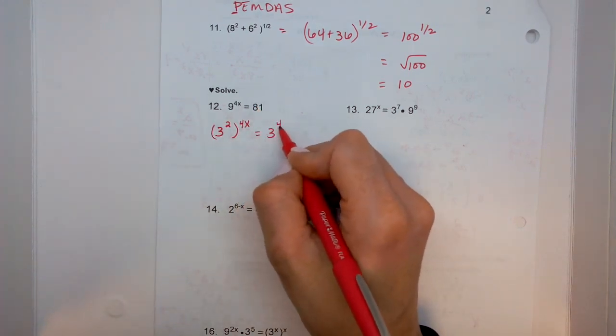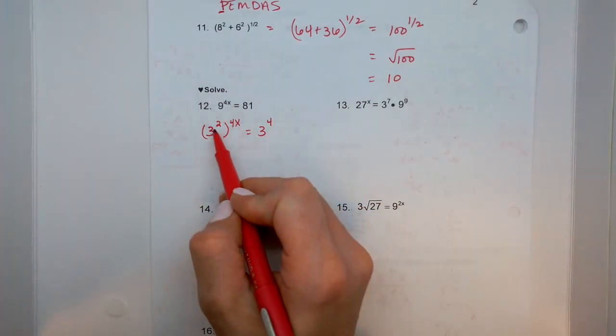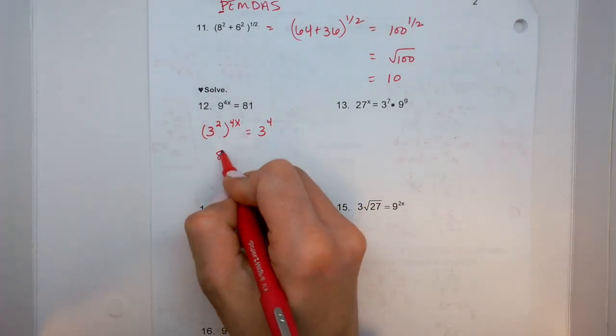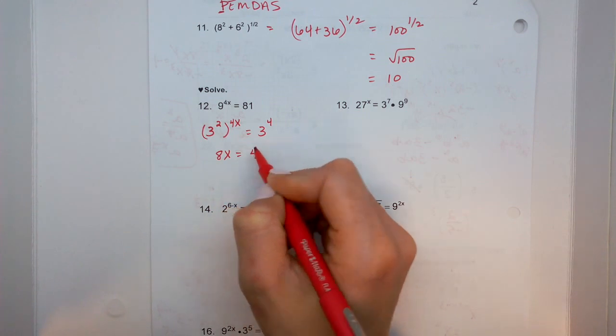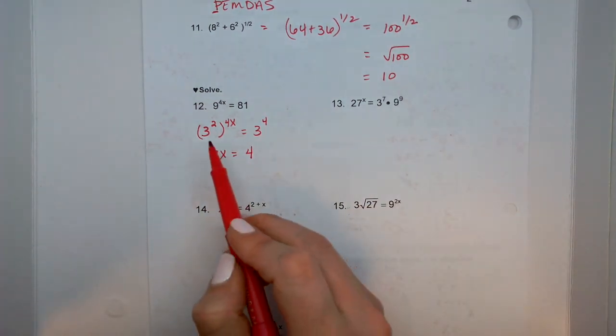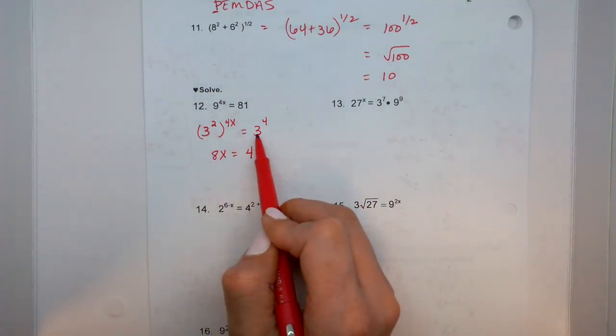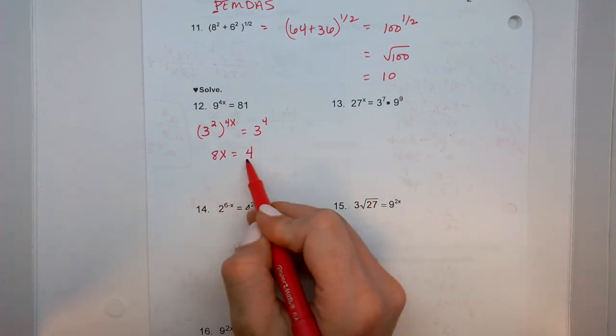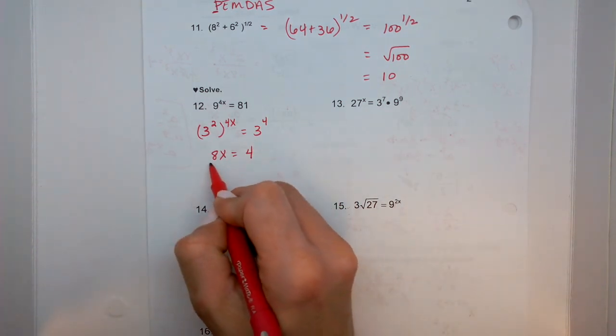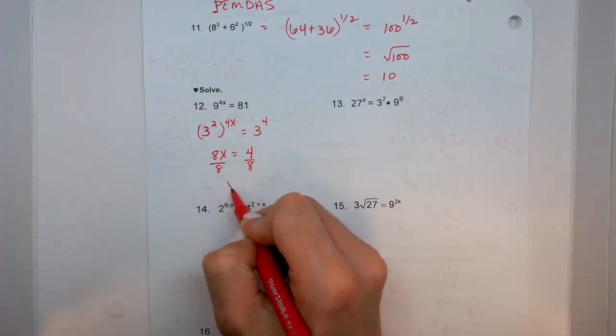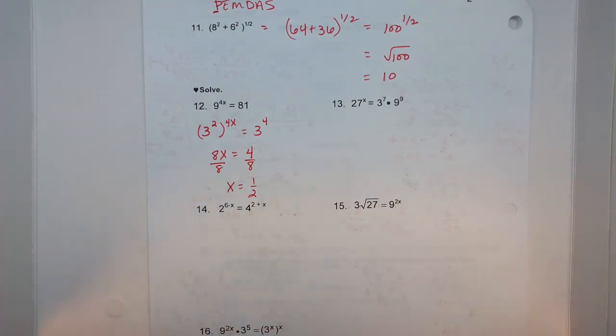81 is 3 to the 4th. Okay, so here I have a power to a power, so I multiply and set the exponents equal to each other. So once you have both sides with the same base, you can drop the base and set the exponents equal to each other. Now divide by 8, x is 1/2.